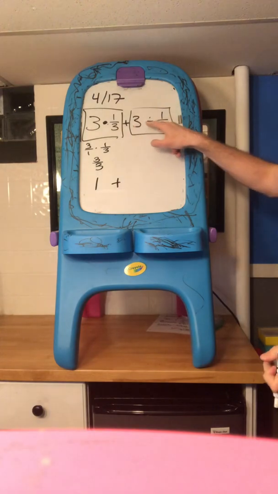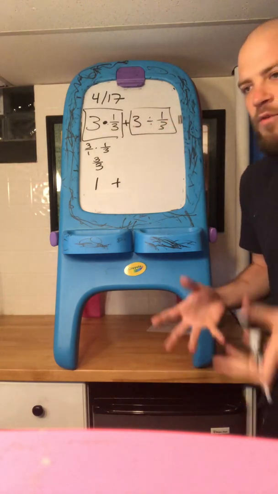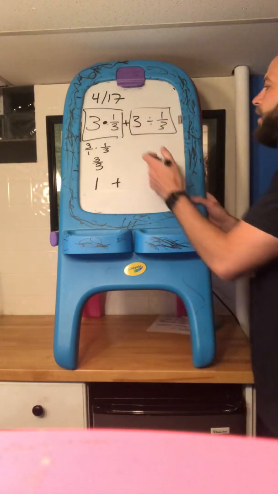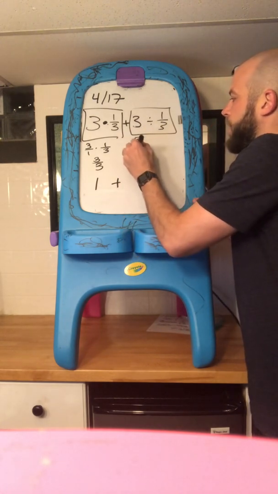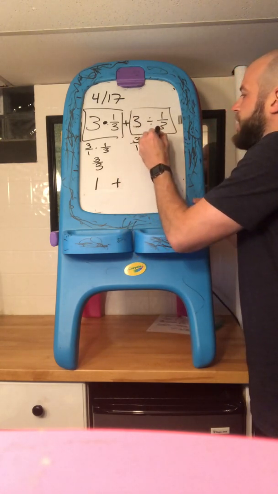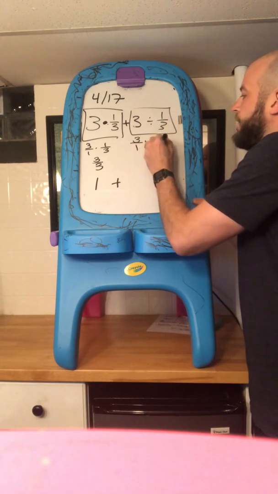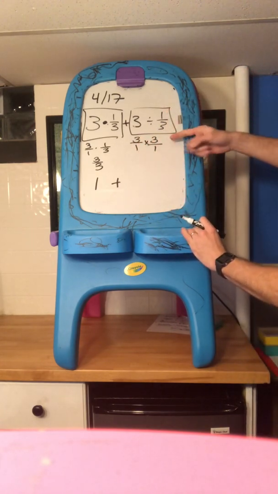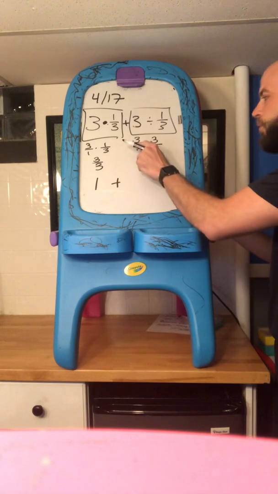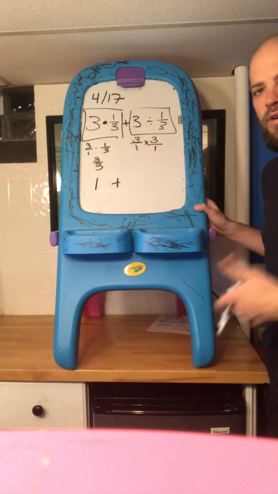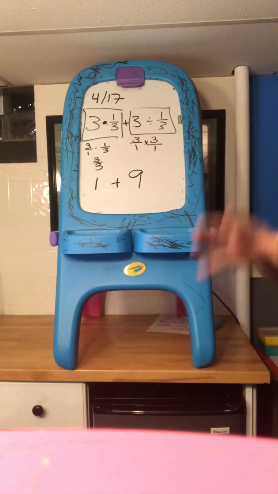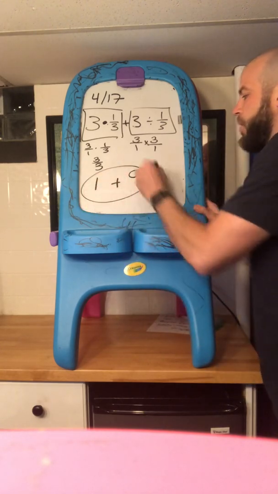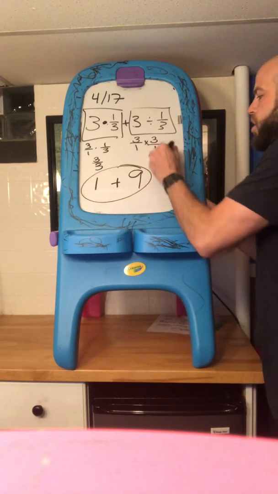Now 3 divided by a third is saying how many thirds are in 3. Well, or if you didn't know that, it's keep 3 the same, change the sign, keep change, and then flip 1/3. You flip 1/3, it's 3 over 1, and then you have 3 over 1, which is 3, times 3 over 1, which is 3, which is 9. So that entire answer ends up being 1 plus 9, which is 10.